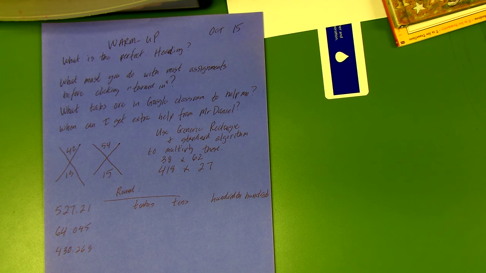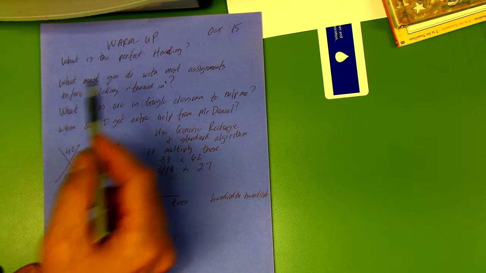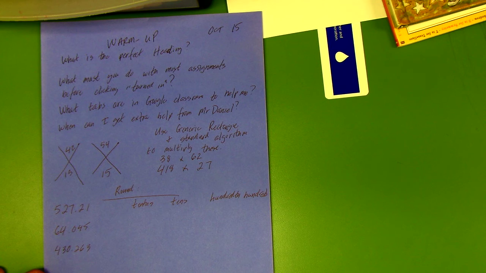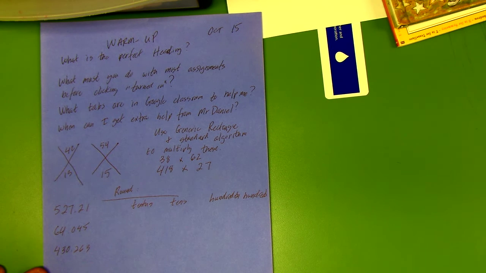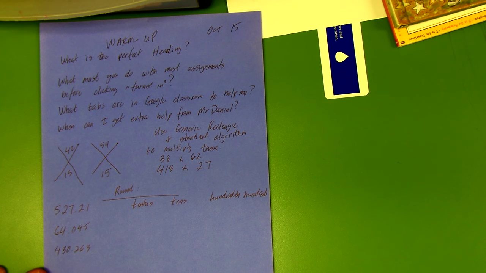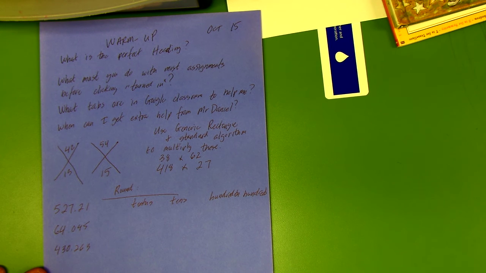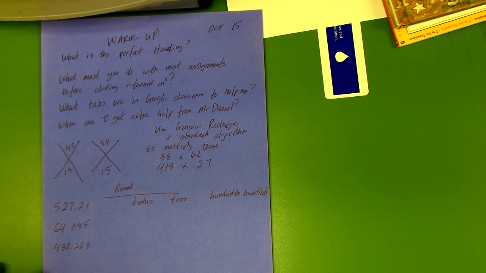All right, this warm up, I want you to copy down these questions, and this is a little bit of a recap for some of our logistics or classroom rules, things you have to remember going forward because you will be losing more points in the second quarter if you don't follow these directions. Okay, first, what is a perfect heading? Write that down, right? What must you do with most assignments before clicking turned in? Still having some kids click turned in, and I have no evidence that they did anything besides click turned in.